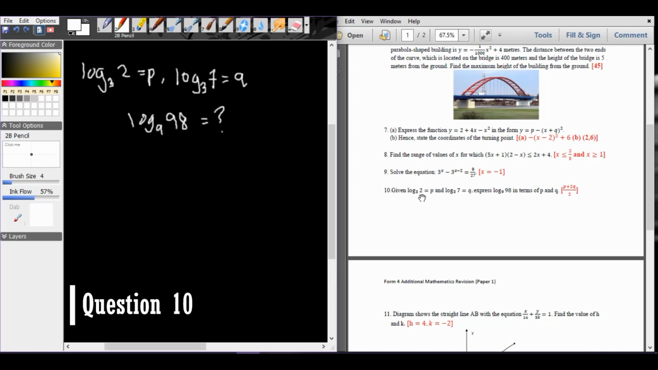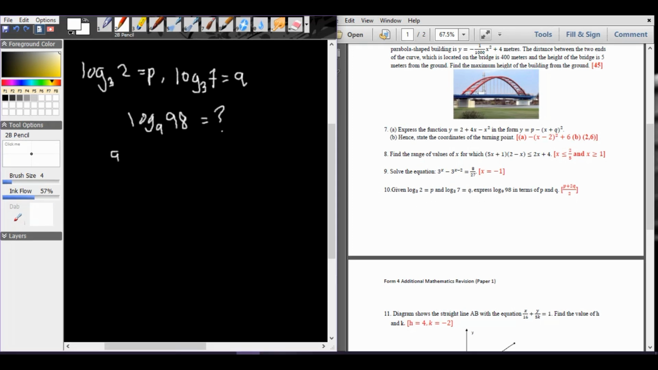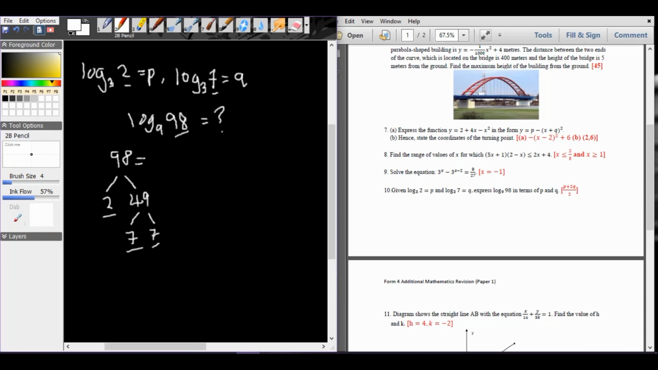Number 10. Given log_3 2 equals p and log_3 7 equals q, express log_9 98 in terms of p and q. So first, we have to identify what is the relation between this 98 with 2 and 7 given. So 98 is equal to 2 multiplied with 49. 49 is equal to 7 times 7. So 98 is equal to 2 times 7 squared.